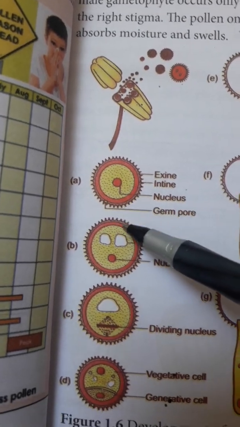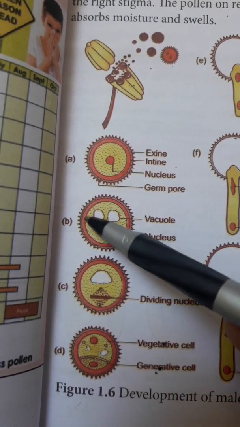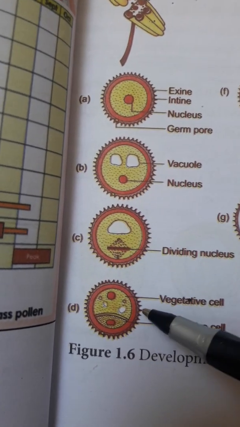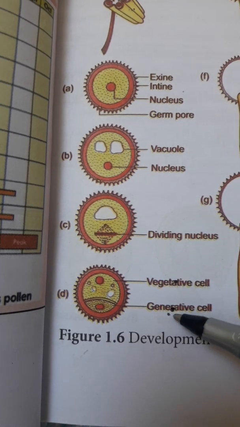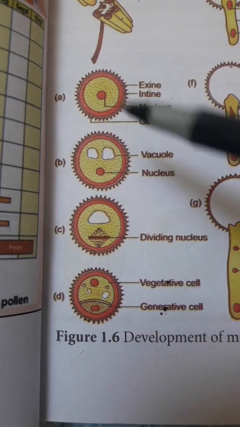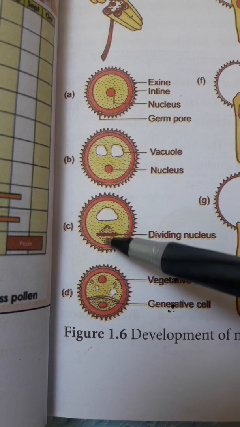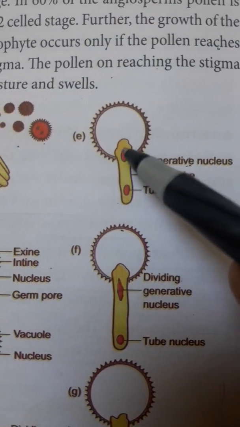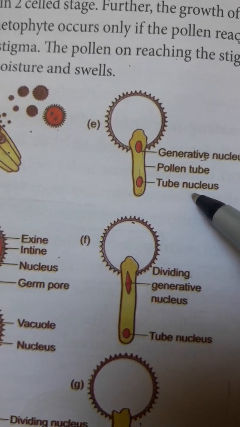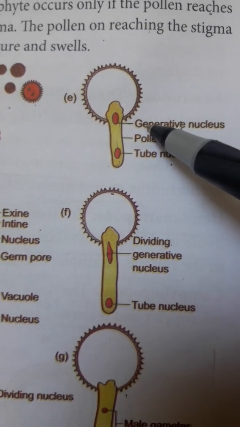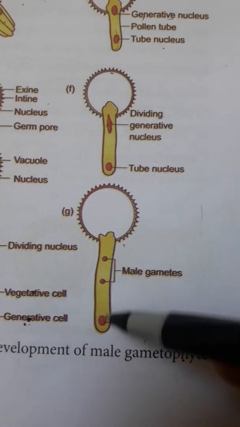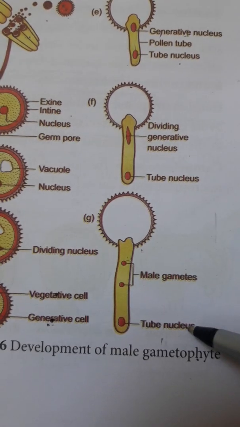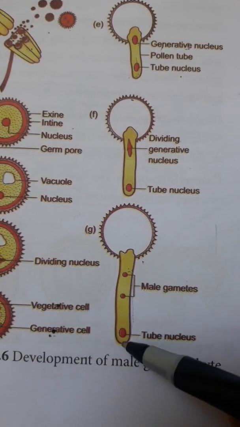Now the development takes place. Look at the nucleus, it enlarges, and in the next stage the nucleus divides into a large vegetative cell and a small generative cell. Okay, slowly the development of the male gametophyte is shown here. Now the generative cell nucleus you find, this is the pollen tube and tube nucleus. The generative cell divides into two male gametes. Look at this, the generative cell produces two male gametes and tube nucleus, and this is the pollen tube.